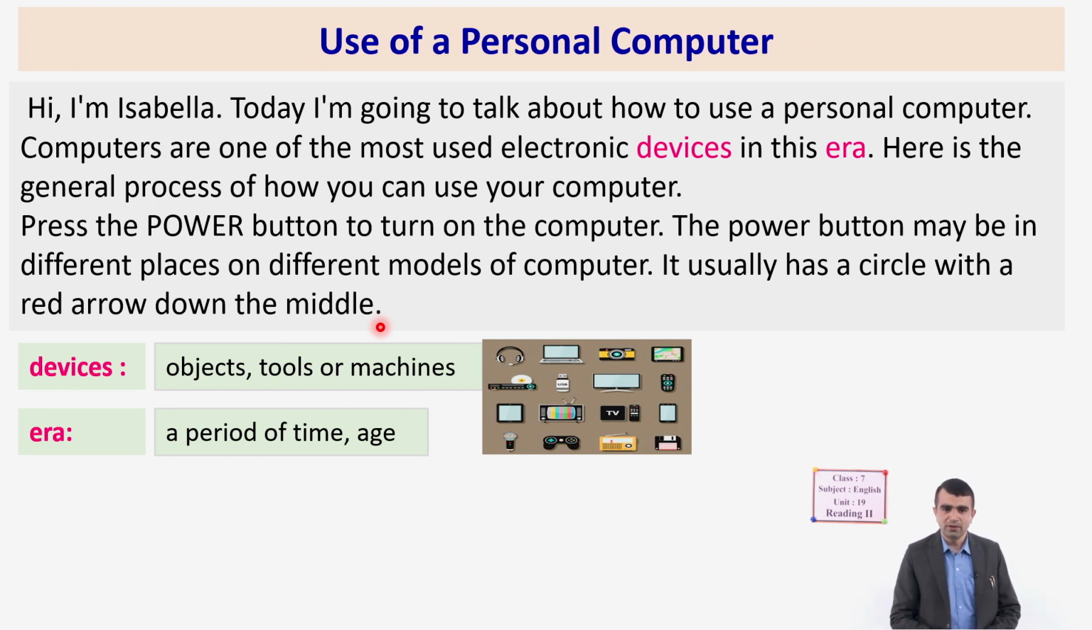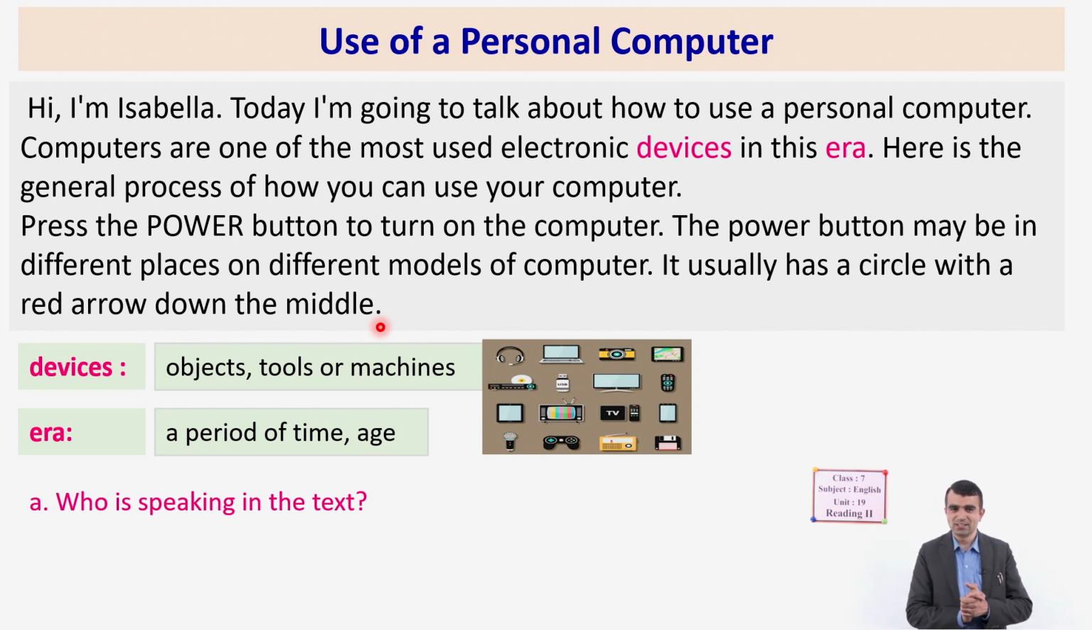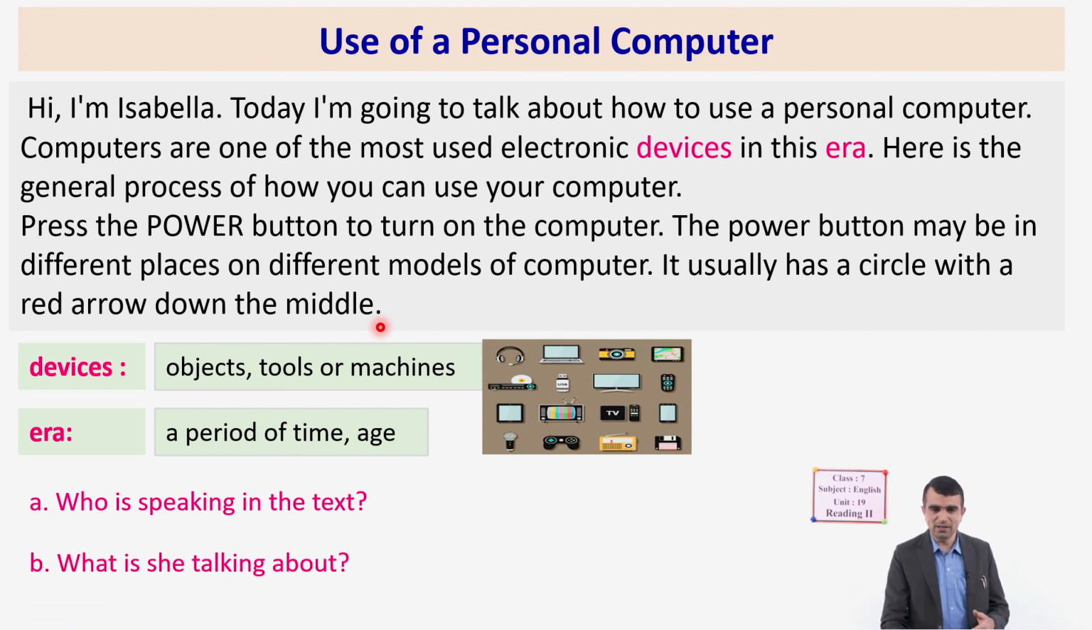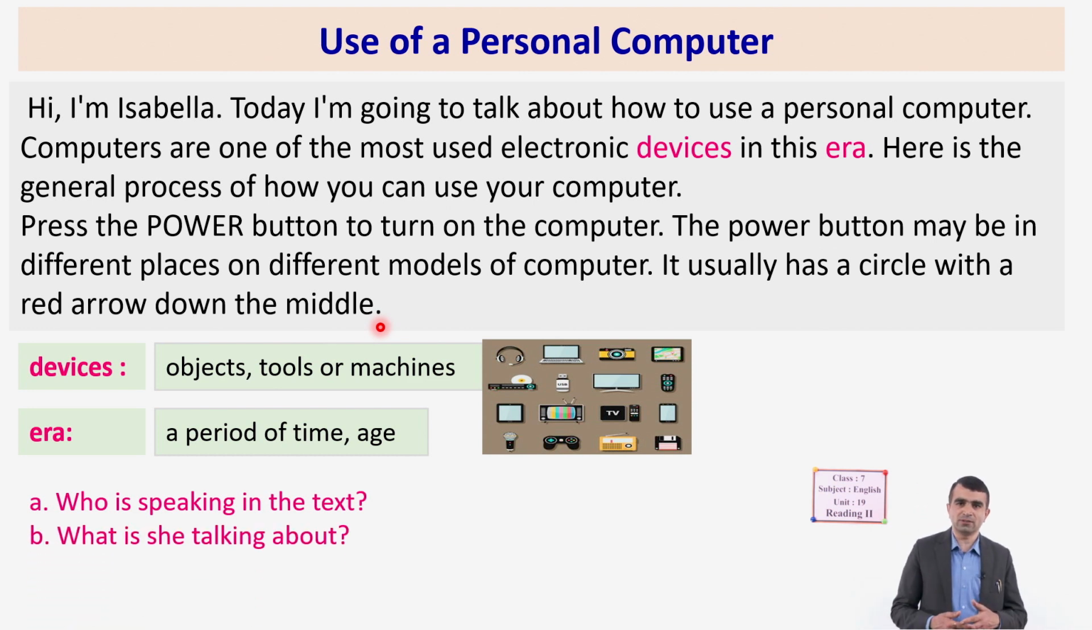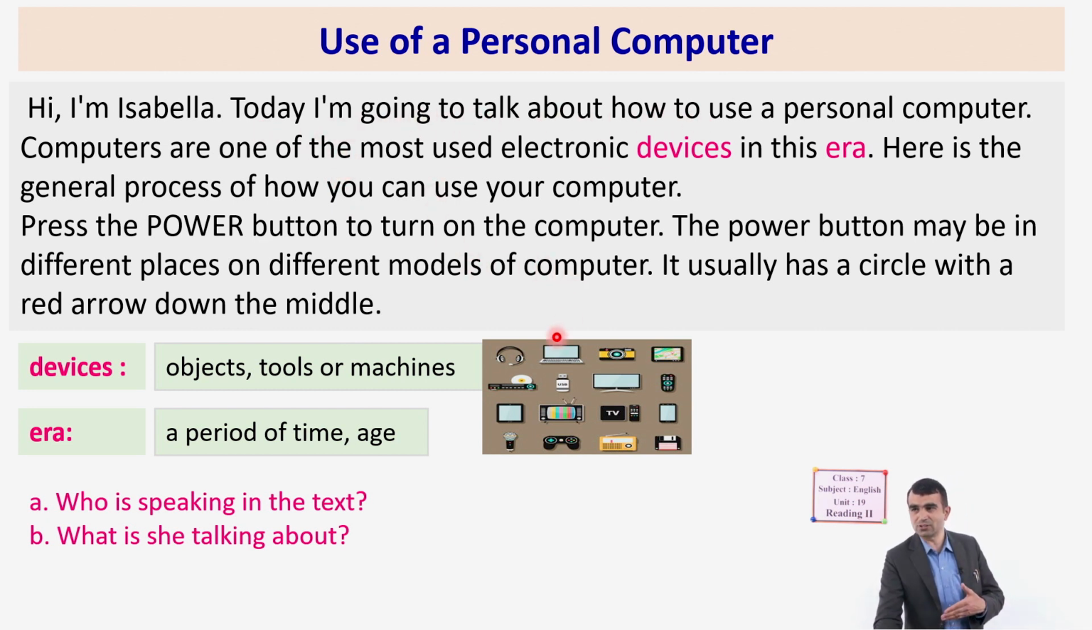Okay. Now, after reading it, can you say who is speaking in the text? Well, it is written form, but someone is saying this thing. Okay, Isabella, good. What she says in the beginning, hi, I'm Isabella. So who is speaking? Isabella. Similarly, what is she talking about? Yes, okay, personal computer. Today I am going to talk about how to use a personal computer. So she is talking about how to use a personal computer.